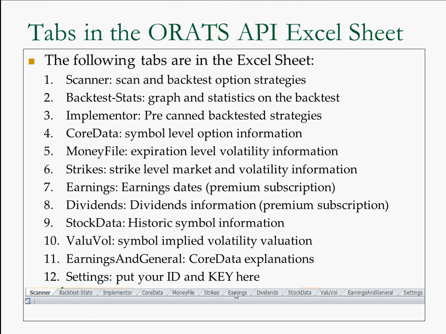Earnings gives you earnings dates, and that requires a premium subscription. And dividends sends you the dividends information, and that requires a premium subscription as well. The stock data tab has historical symbol information. The value vol is something we designed to show implied volatility valuations. And the earnings in general gives you an explanation of the core data. And as we discussed, the settings tab is where you put your ID and key that we send you.